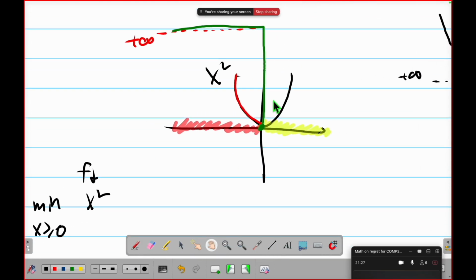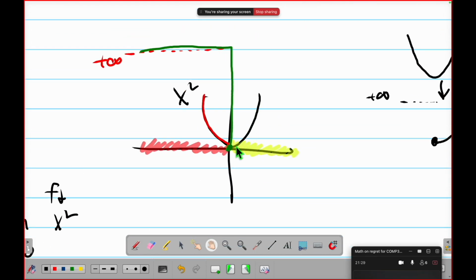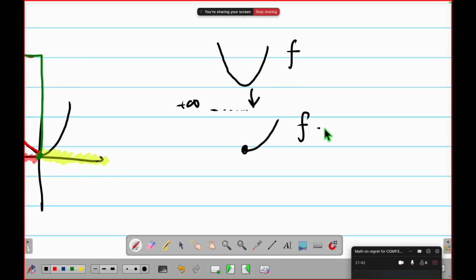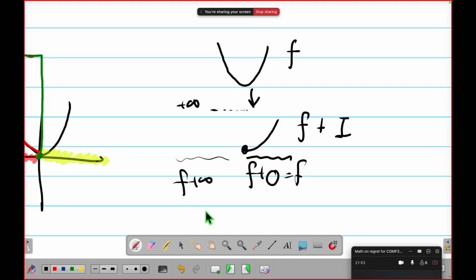Go back to this example. If my x is in my yellow region, will I send everybody upward? No. So I keep my black thing. So you can think of, this is my f. This is what? This is f plus indicator. And since in this part, the indicator is 0, I have f plus 0, which means f. But in this part, I have f plus infinity. Then I have infinity. So that's the idea.